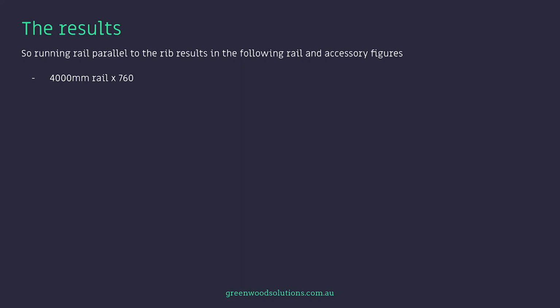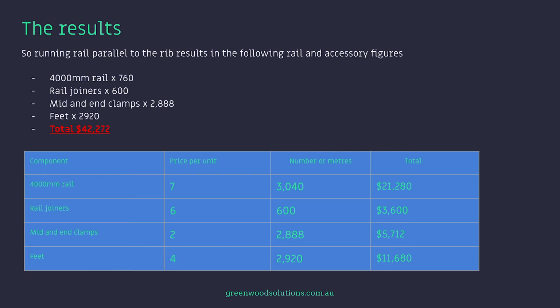So running rail parallel to the ribs results in the following rail and accessory figures. Here we go. 4,000 mil rail by 760 lengths, 600 rail joiners, end clamps and mids 2,888, 2,920 feet, and a total of $42,272. And you can see that in the table below.